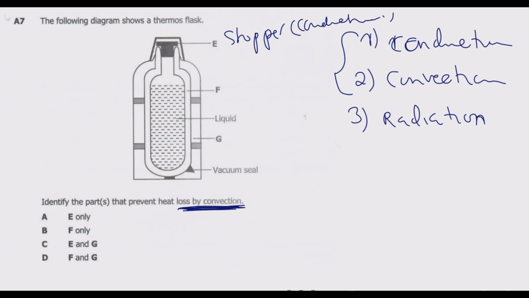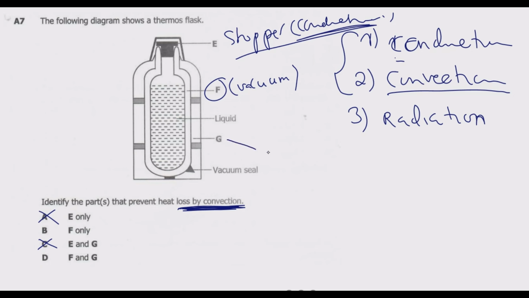Next we move to F, which is a vacuum. We know that heat transfer cannot occur in a vacuum through conduction and convection, but it can occur through radiation. E cannot stop convection, so A is out and C is out, and we remain with B and D. Then we know that F stops both conduction and convection.